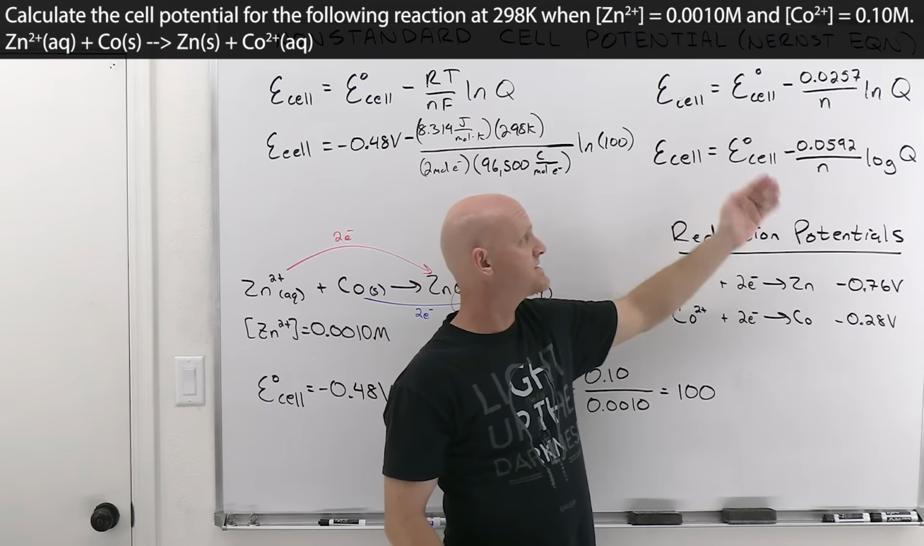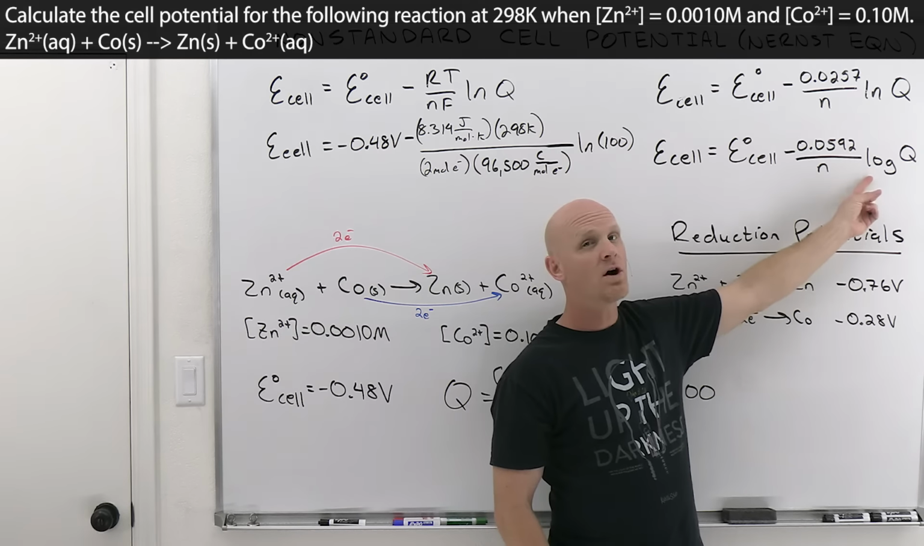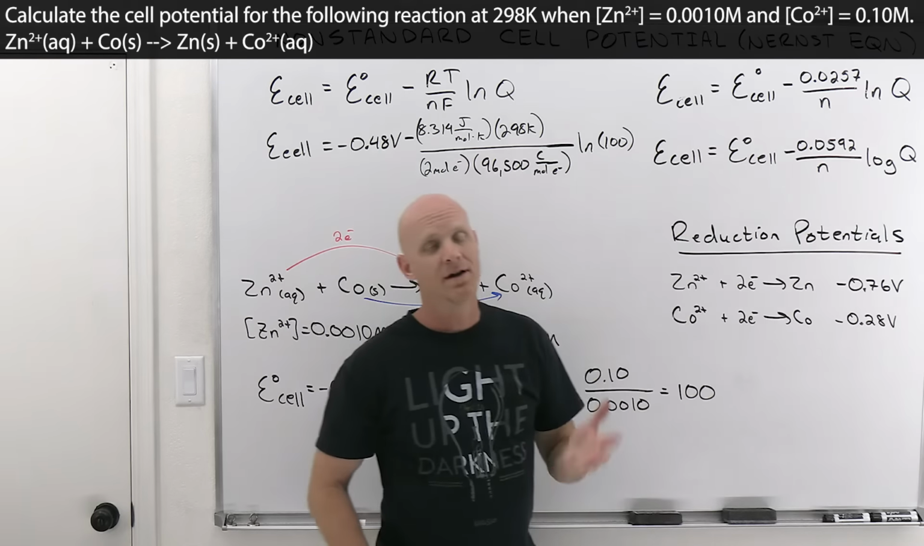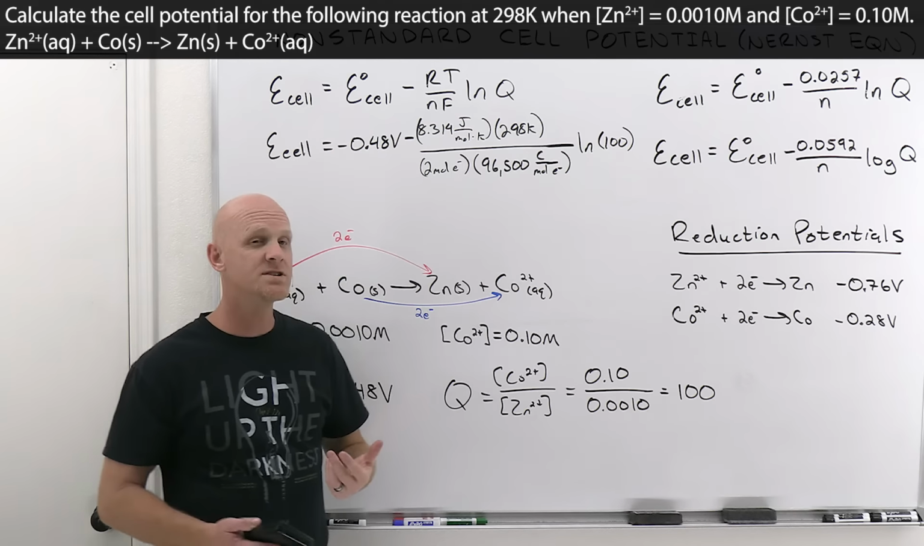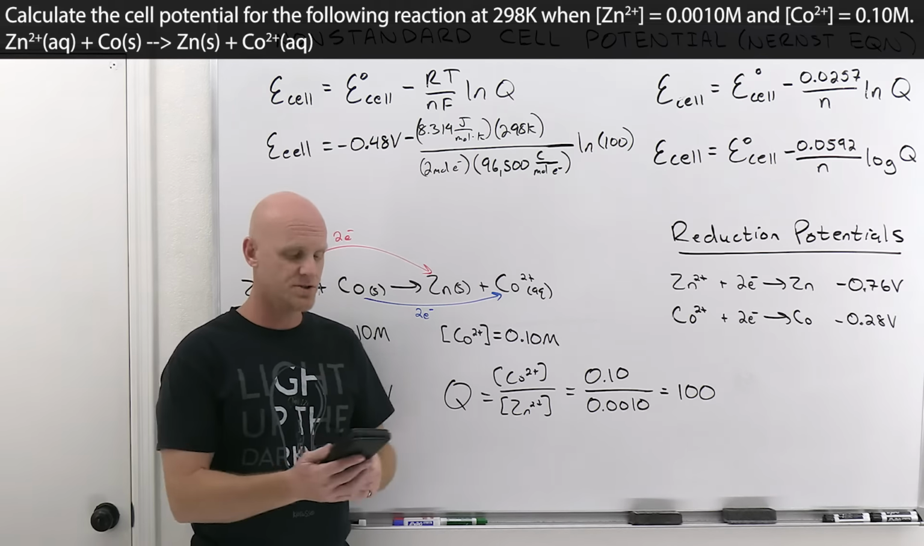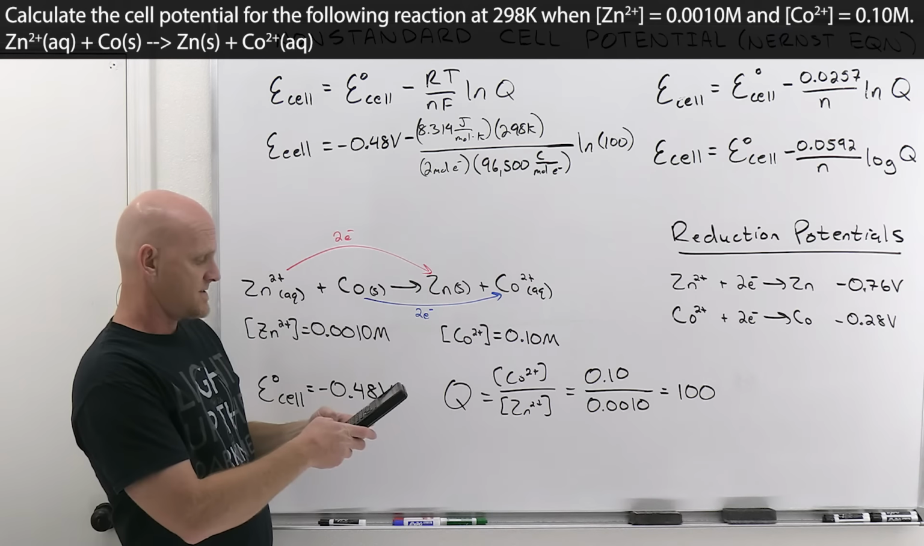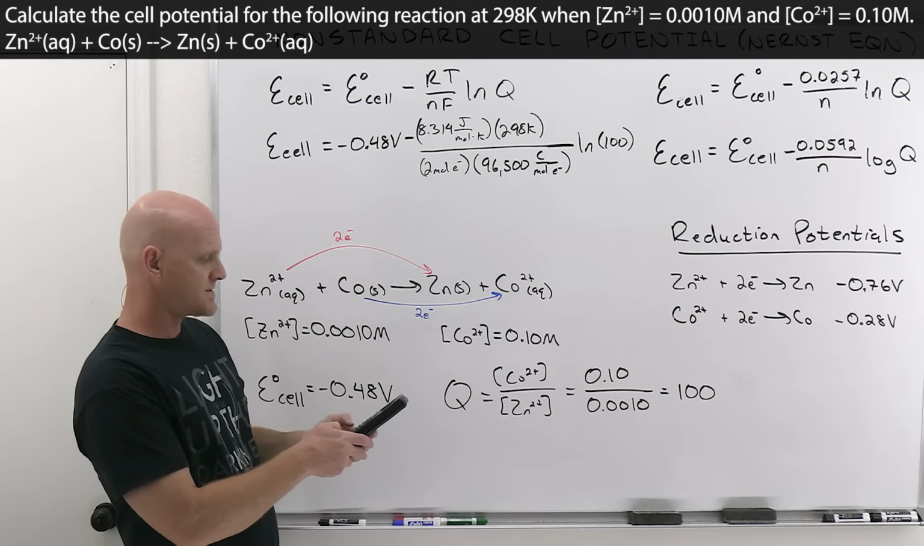Had you used this version instead, the big key is that you'd have to use the log base 10 instead of the natural log. But again, whichever form the Nernst equation is provided for you, that's the one I recommend you use here. So in this case, we're going to have negative 0.48.